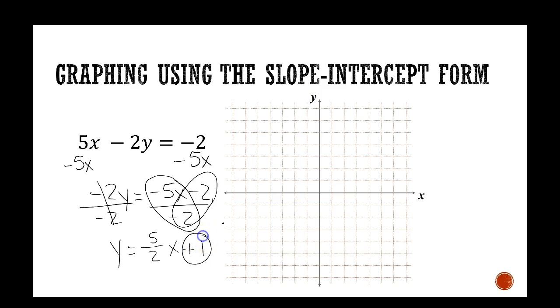All right, so your y-intercept is your starting point. That's positive 1 right there. 5 over 2 is up 5, to the right 2. Okay, so your line would look like that. And it is positive, so it should be going up, and it is.